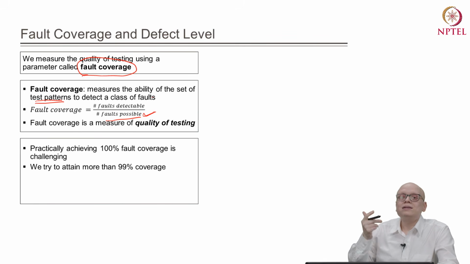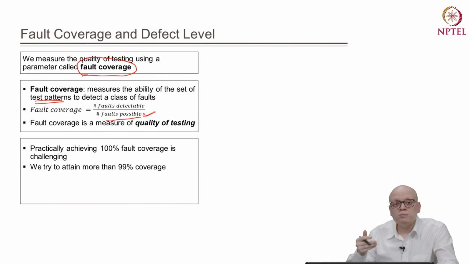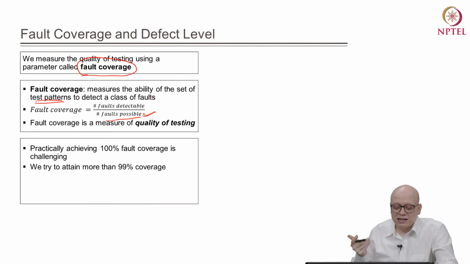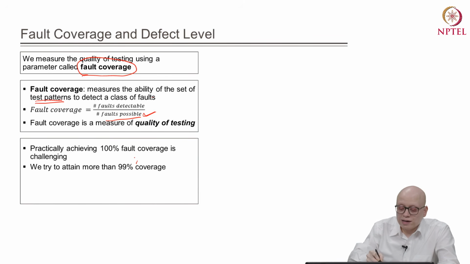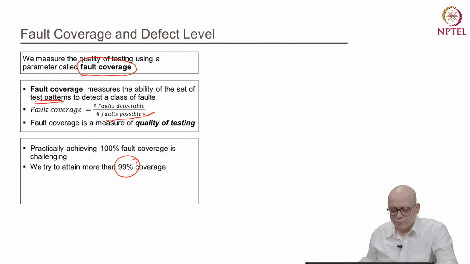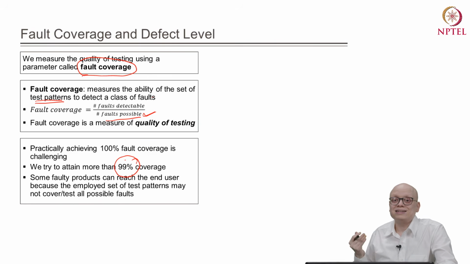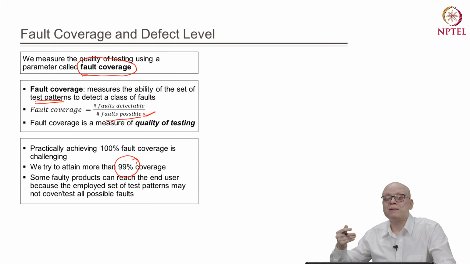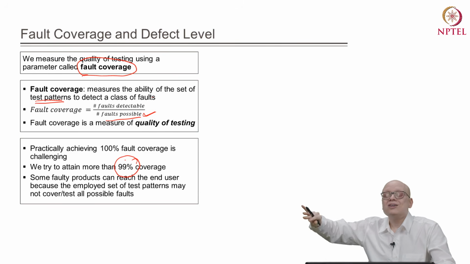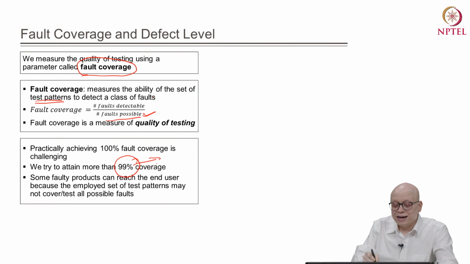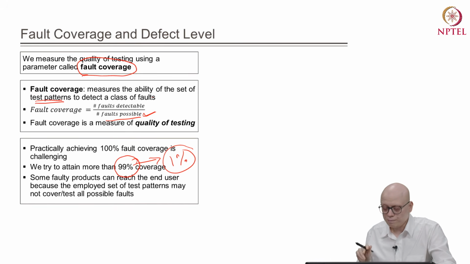Ideally, we want the fault coverage to be 100%, but that is very difficult to attain, and practically we try to get it typically more than 99%. What it means is that if we leave 1% of faults undetected, those may actually be there. It may happen that some chips can pass the test and still go to the customer, and those are actually defective. Why? Because those contain defects which were not tested. Those are the 1% which was left untested.